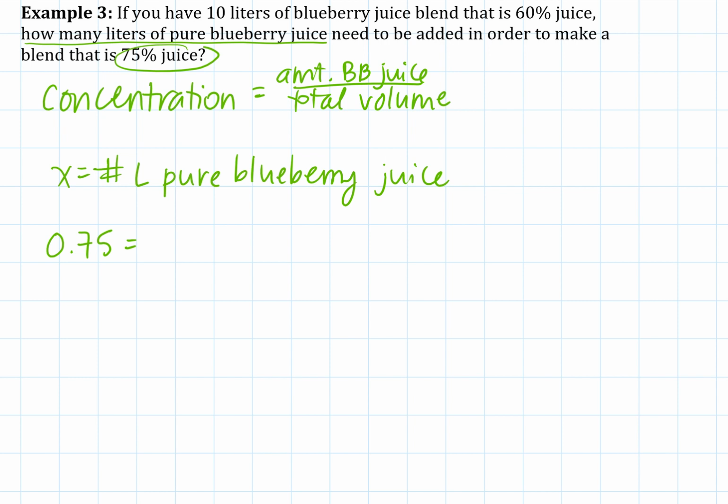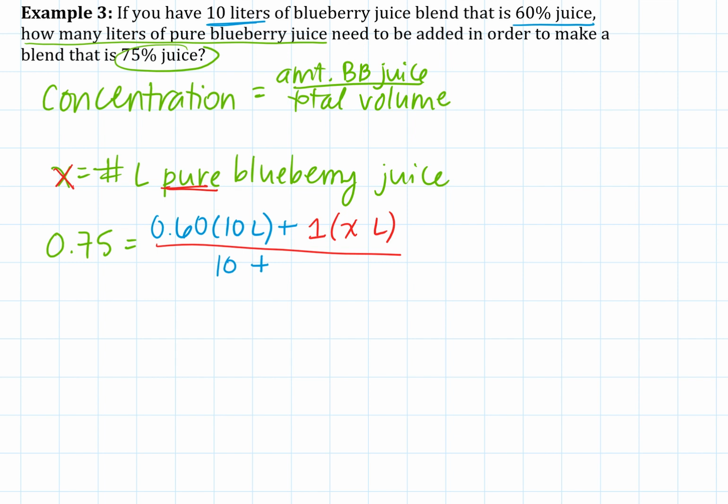Okay, you have 10 liters of 60% juice. So 60% of 10 liters is the amount of blueberry you have from the first concoction, plus you have X amount from this pure blueberry juice. Pure means 100% of it is juice. It doesn't have any water in there, it's just juice. So this would be 100% of X liters. Our total volume then, we're adding 10 liters of the first guy plus X liters of our pure juice.